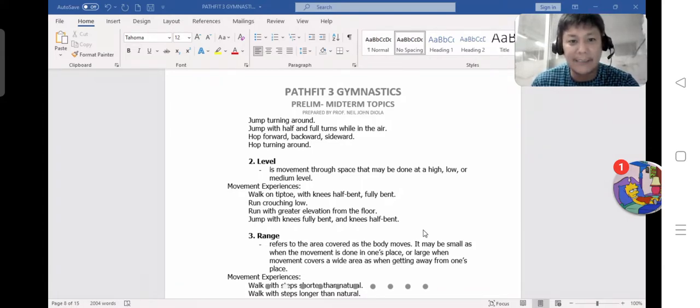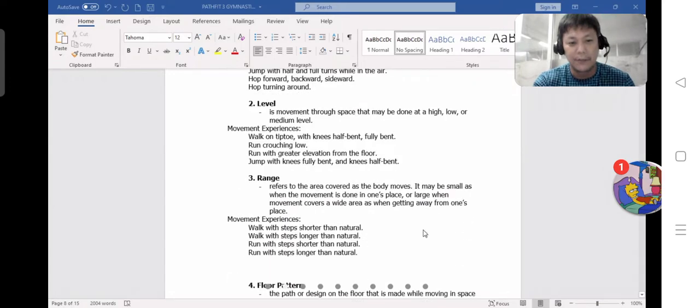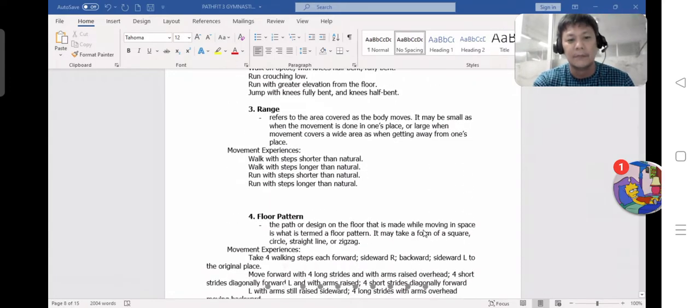It depends on your length, your flexibility, and the extension of your body while performing. Okay, so that is what we call the range. And then the last one is what we call the floor pattern.